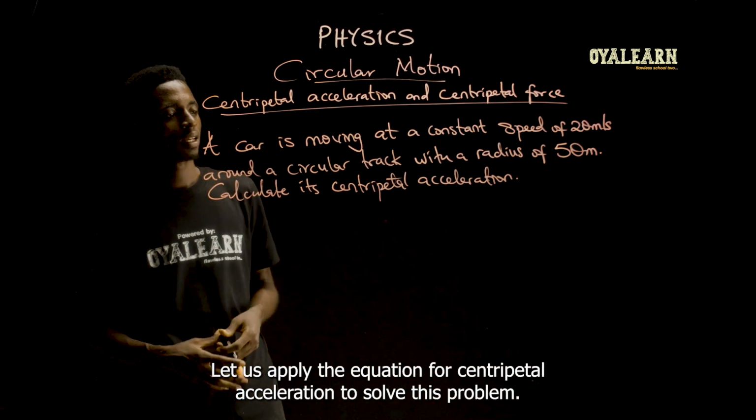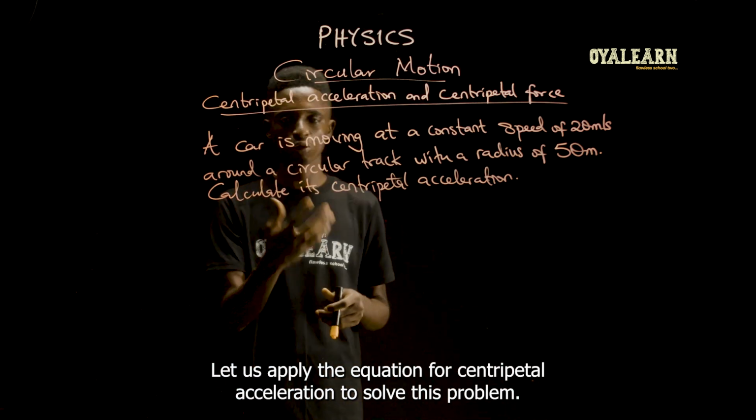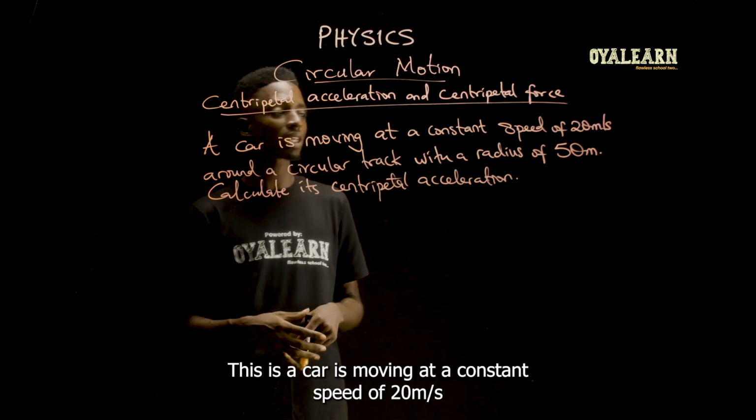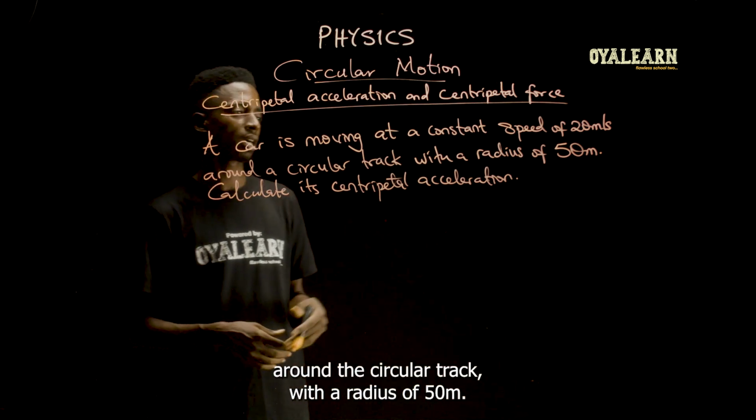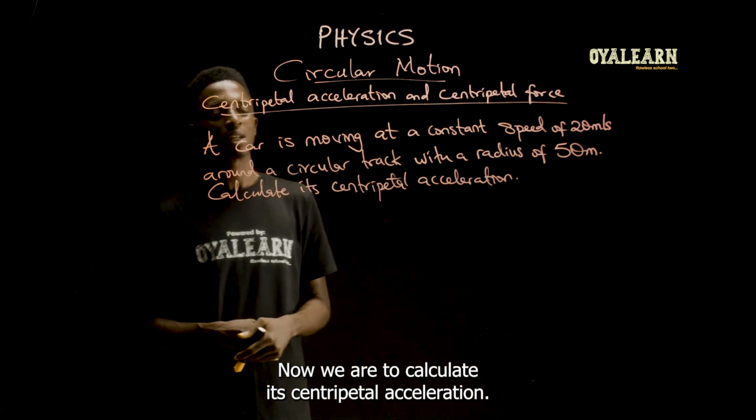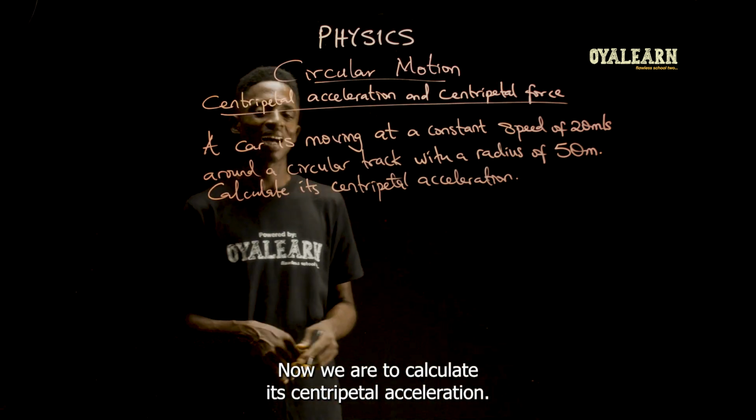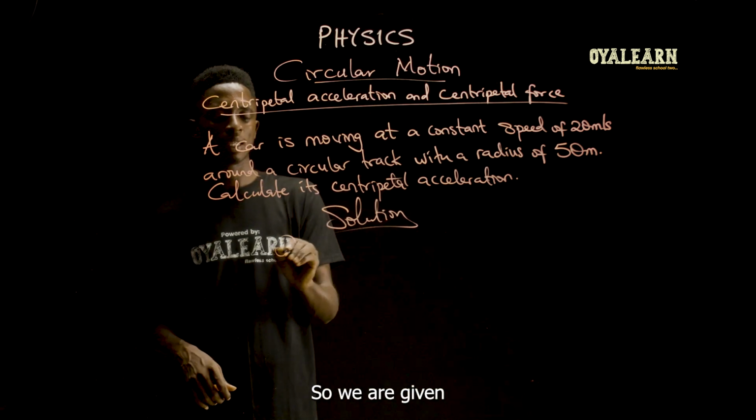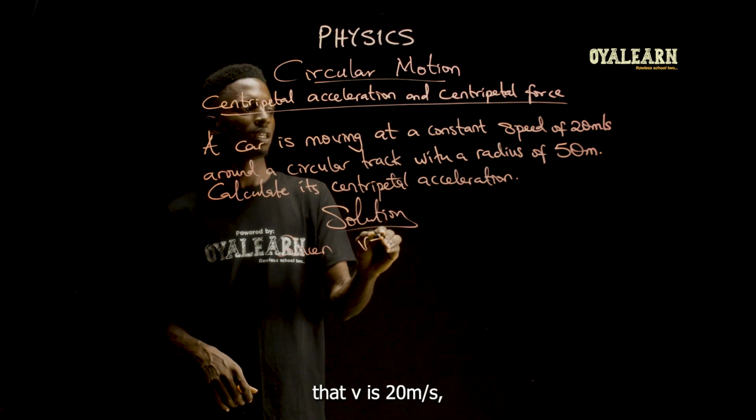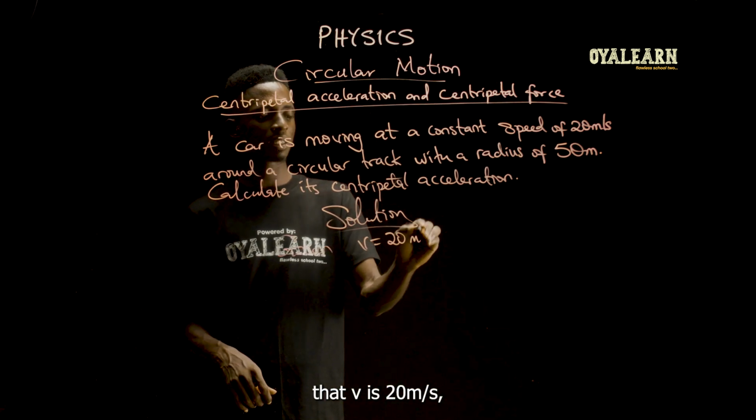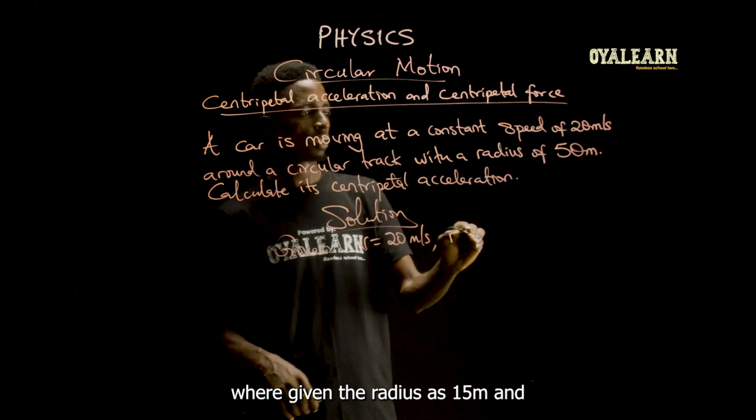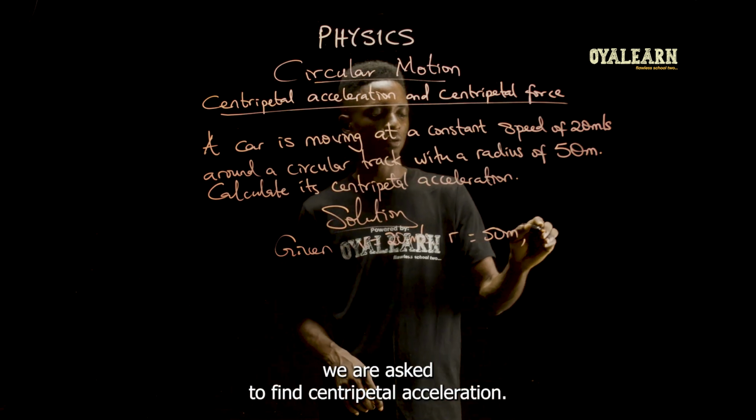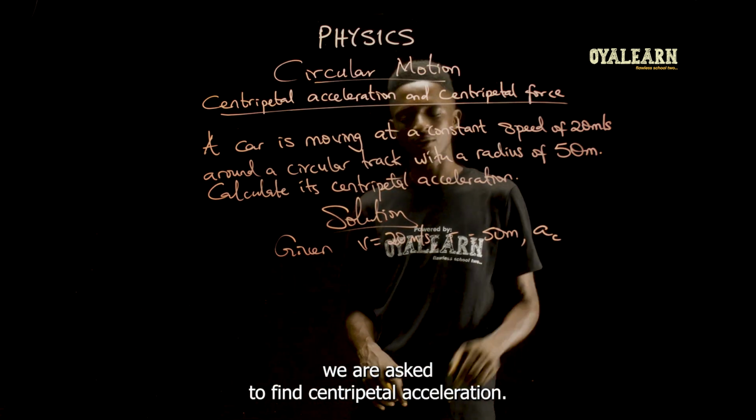Let us apply the equation for centripetal acceleration to solve this problem. This says a car is moving at a constant speed of 20 meters per second around a circular track with a radius of 50 meters. We are to calculate its centripetal acceleration. To solve this, let's see what we have. We are given that v is 20 meters per second, the radius is 50 meters, and we are asked to find centripetal acceleration.